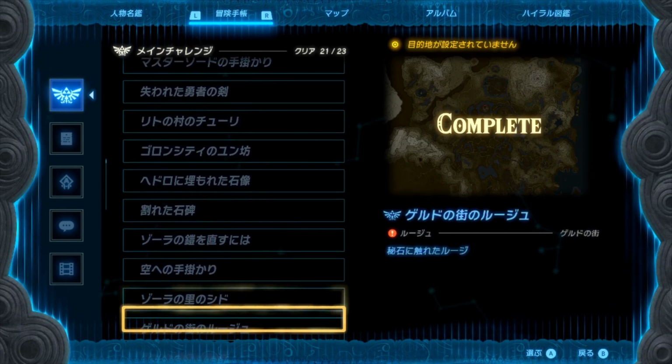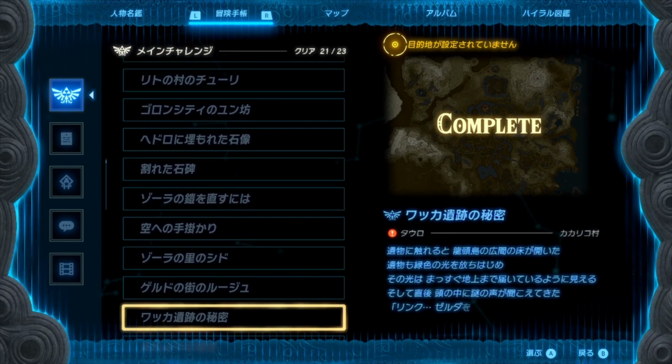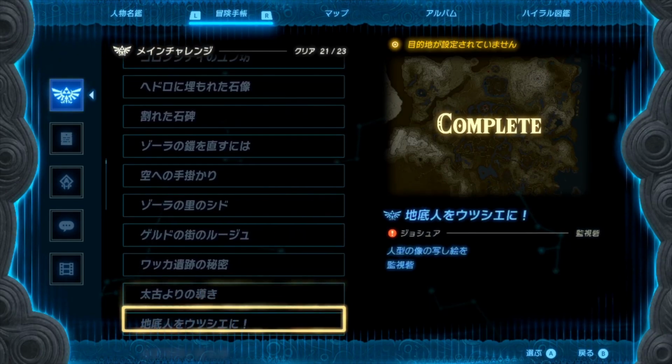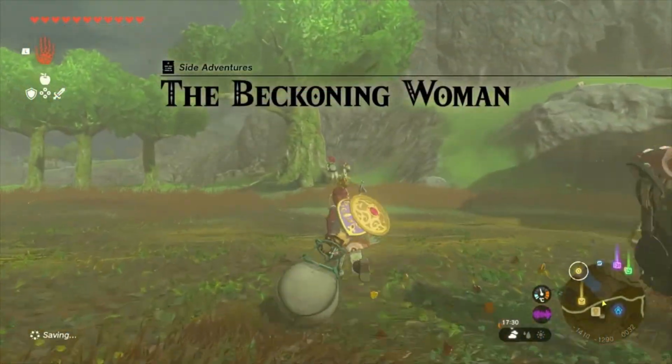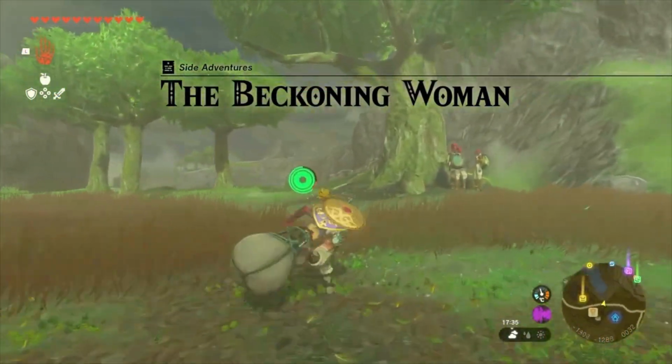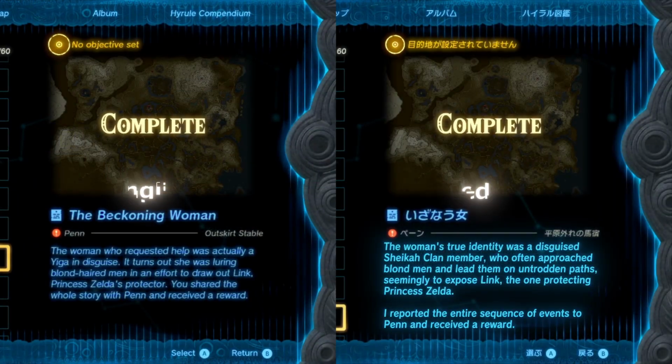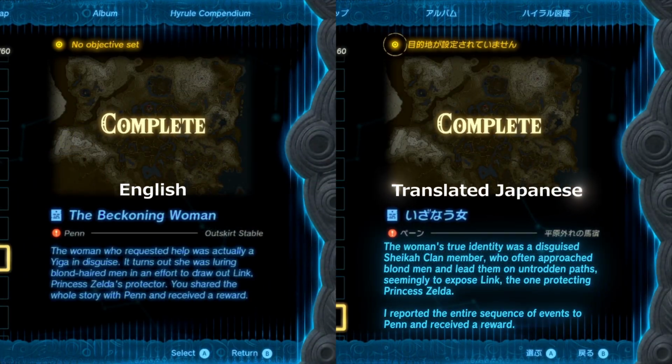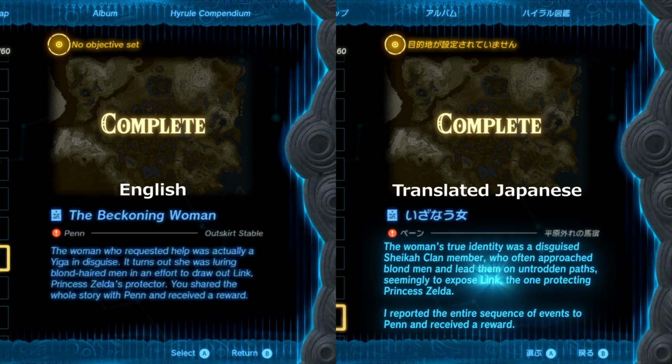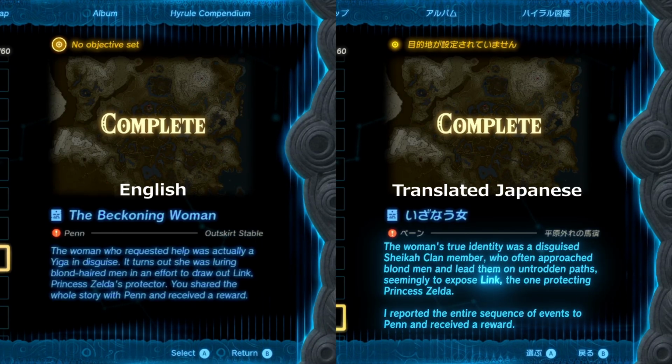The entries in the adventure log of Tears of the Kingdom, therefore, read to me as much more generic overall. While you could still choose to read the entries from Link's perspective in Japanese, the inclusion of quests that mention Link's name feel, for lack of a better word, jarring to read this way.